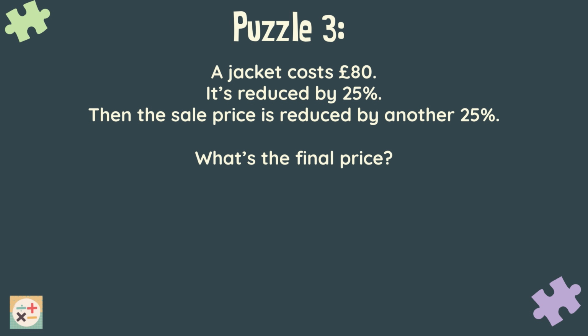For this question, we need to work out the percentages in 2 stages. First, find 25% of 80, and take this off the original price. The jacket now costs £60.